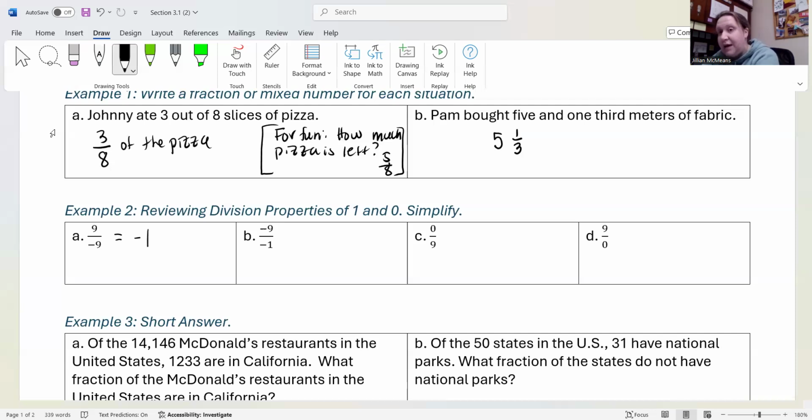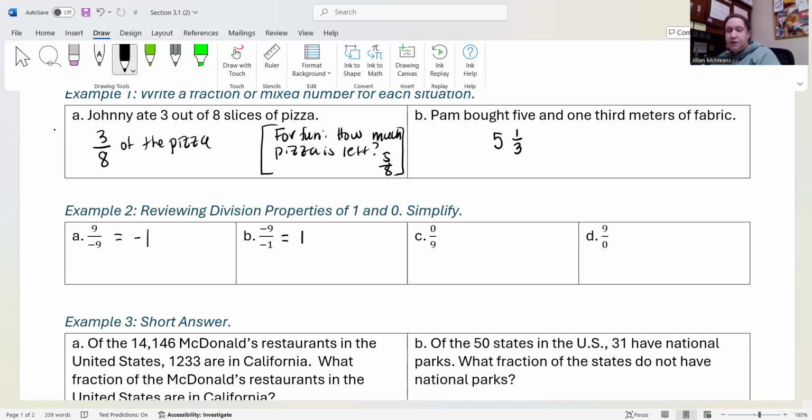But in this case, we have -9 over -1. Well, anytime you have a fraction where both parts of the fraction are negative, you have to always remember those division rules for negatives. If you're dividing two numbers that have the same sign, the result is positive. So this right here simplifies to +1, okay?